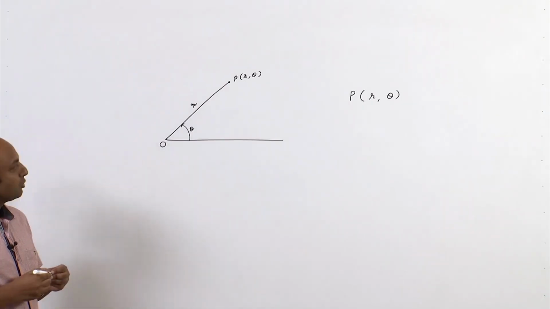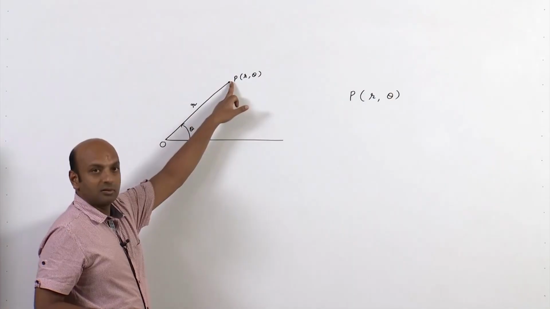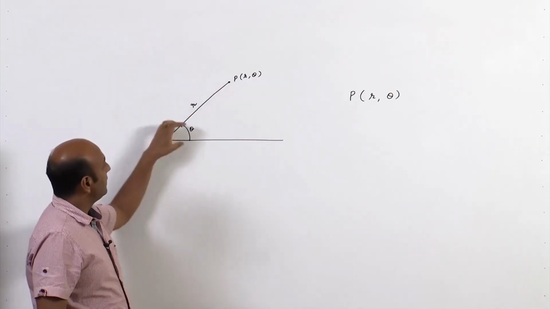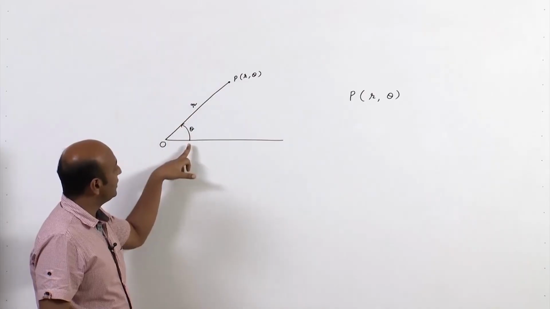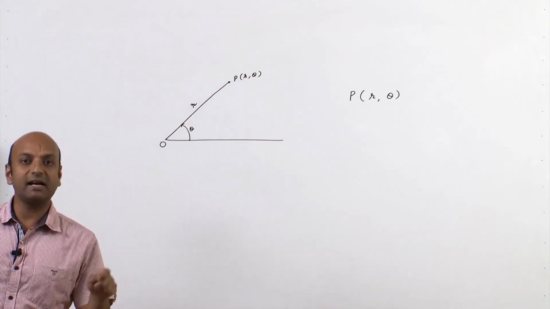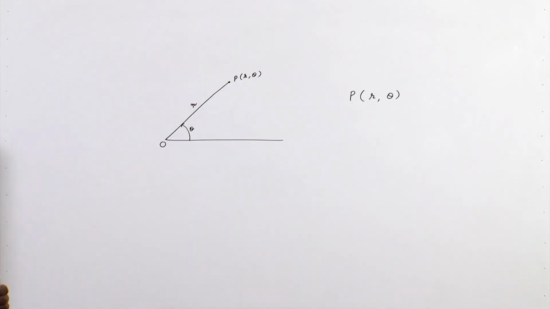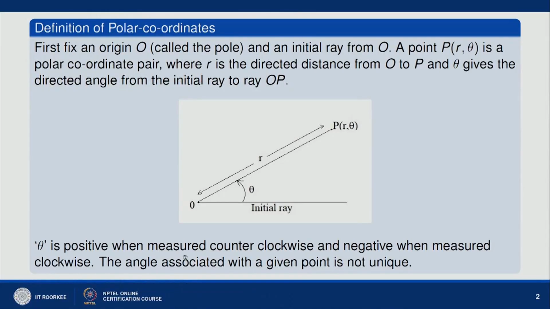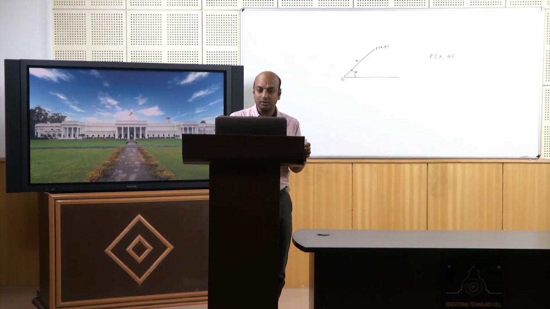So basically r is the distance OP, this length OP, and theta is the angle which this OP makes with the initial line. So this is basically r comma theta. Theta is positive when measured counterclockwise, and we take it as negative when measured clockwise. The angle associated with a given point is not unique. So what does it mean? We will discuss it afterwards. Now r may take negative values also. How can it take negative values?